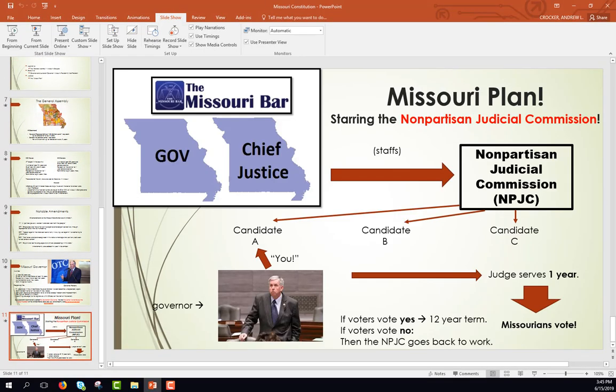So that right there is a crash course in the Missouri Constitution. Hopefully you found lots of information really interesting there, and best of luck on your quiz.